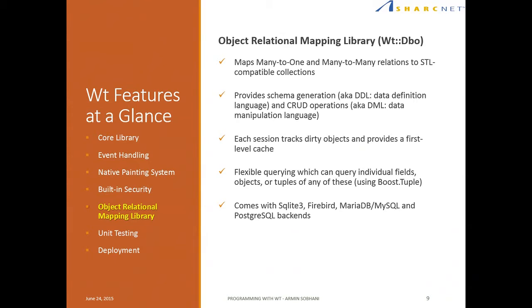One good thing about Wt is that it already includes an object relational mapping library called Wt Dbo. It's a self-contained library which implements object relational mapping and is a convenient way to interact with SQL databases from C++. This feature is important because most serious web applications usually require a database backend. Dbo maps many-to-one and many-to-many relations to STL-compatible collections. It provides schema generation. Each session tracks dirty objects and provides a first-level cache. It has flexible querying which can query individual fields, objects, or tuples of any of these using Boost Tuple. It comes with SQLite 3, Firebird, MySQL, and PostgreSQL backends, and an Oracle backend is also available on request.